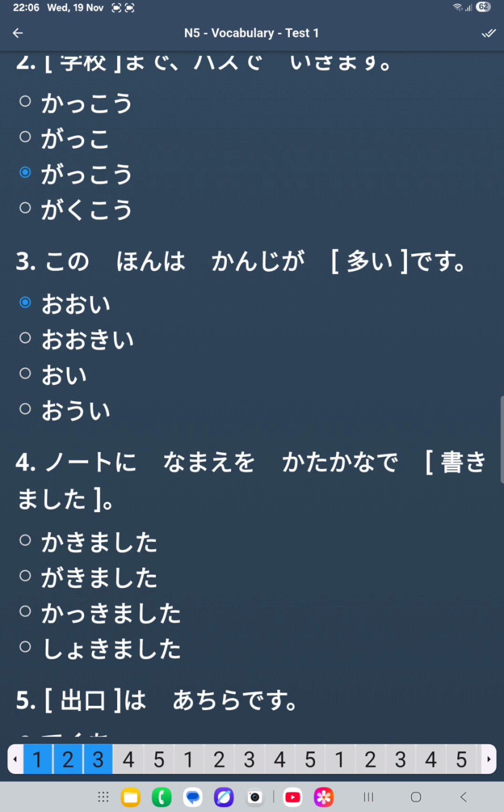Oi. Oki is big and oi, and ooi is a wrong pronunciation. So oi, 2 times o and i. That is oi. Kono hon wa kanji ga oi desu.